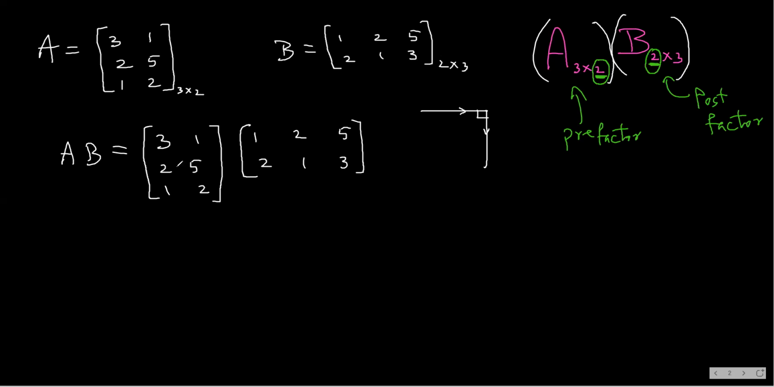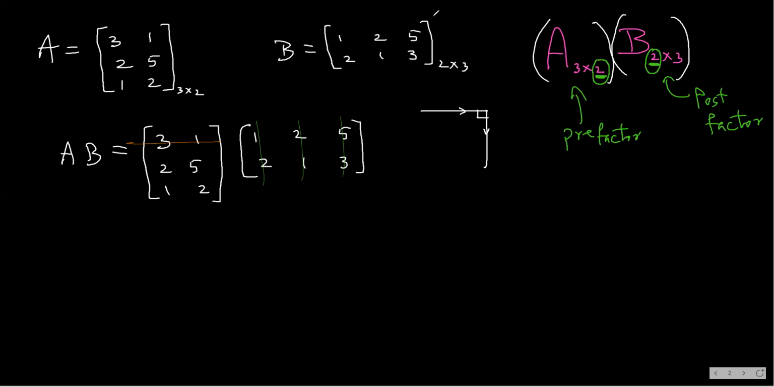This signifies that the first matrix you will always read by its rows: 3, 1, 2, 5, 1, 2. The second matrix you will read down the columns: 1, 2, then 2, 1, and 5, 3. It means I am going to multiply the first row of the pre-factor with all the columns of the post-factor: first column, second column and third column.